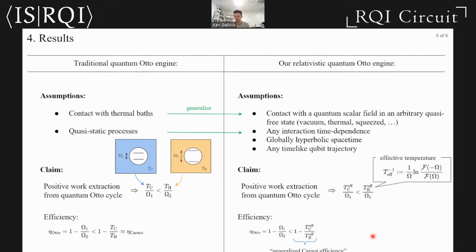So our setting gives very general results, and as a special case, it has the previous traditional results in the sense that if your quantum field is in a thermal state and the qubit interacts with the thermal state for a sufficiently long time, then your effective temperature becomes the actual temperature of the bath. So the previous traditional result is a special case of our result. So this is the main point in our paper.